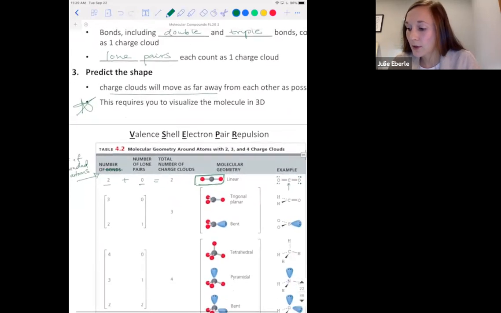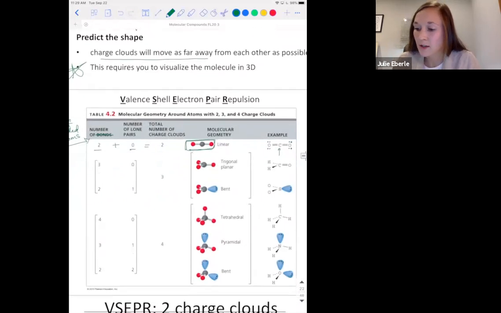All right, so you can see, so on and so forth, as the number of bonded atoms increases, or as the number of lone pairs increases, you get more charge clouds. In fact, for having 3 charge clouds, there's 2 ways we could add that up. You could have 3 bonded atoms and no lone pairs. That will give you 3 charge clouds. What does a molecule like that look like?